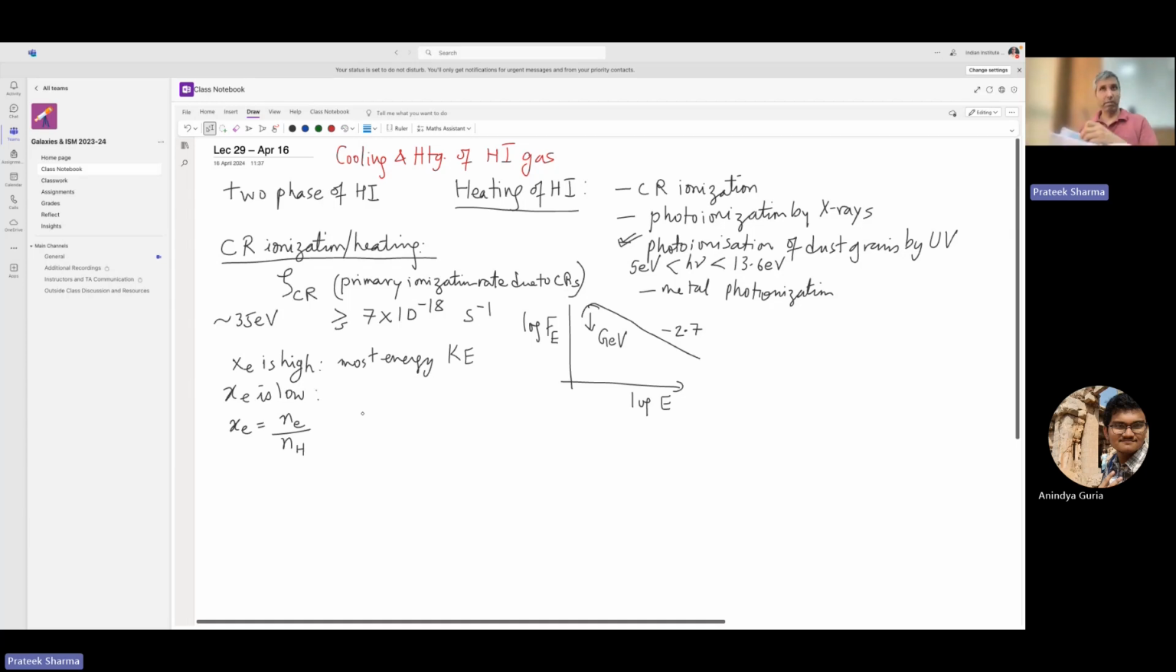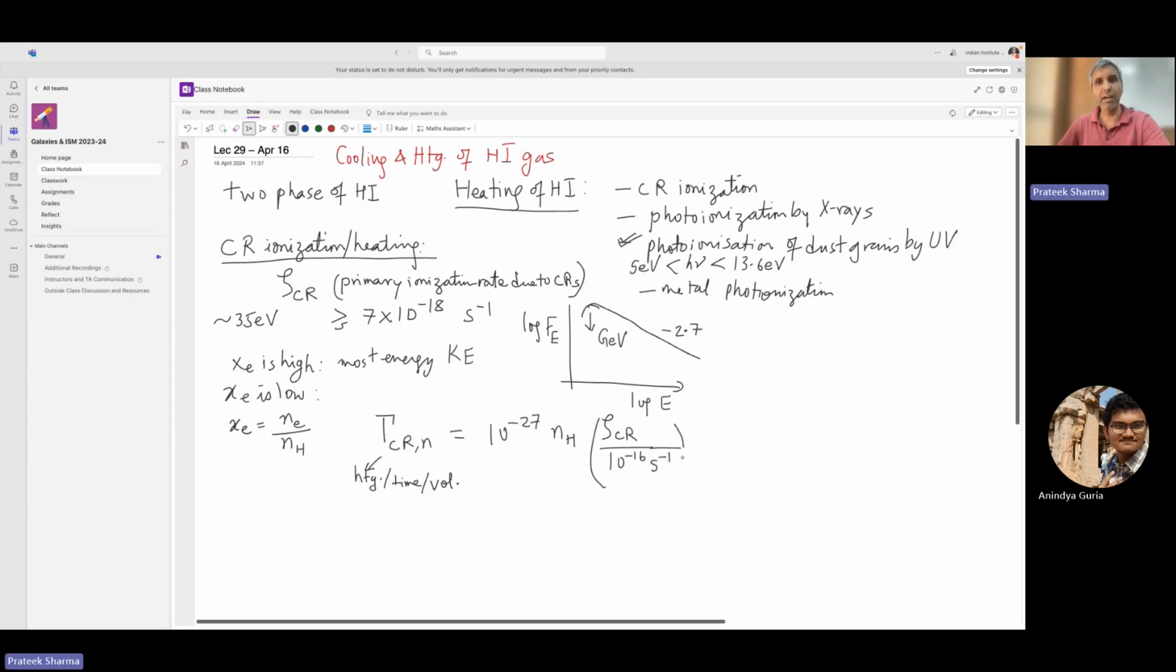Now I'll just write the formula, which is there in Draine's book. So you don't have to bother too much about copying it. So this is just the primary ionization rate. What you are after is this, right? This is basically heating per unit time, per unit volume. So this is the heating rate density due to cosmic ray collisions. That's about 10 to the minus 27 times nH, the neutral hydrogen density, times zeta cosmic rays divided by 10 to the minus 16 per second.